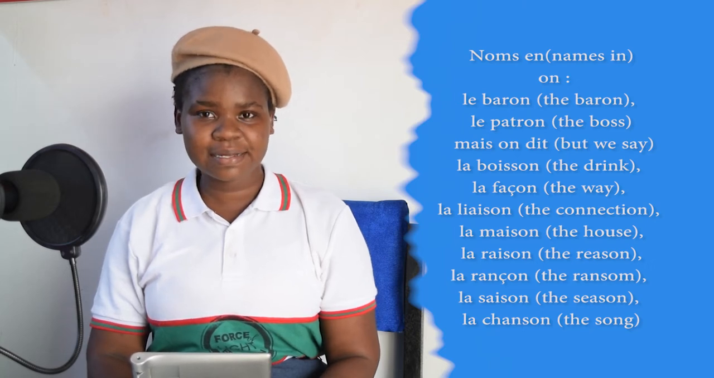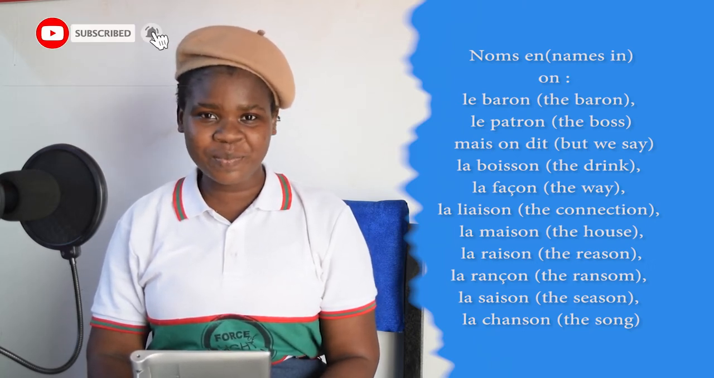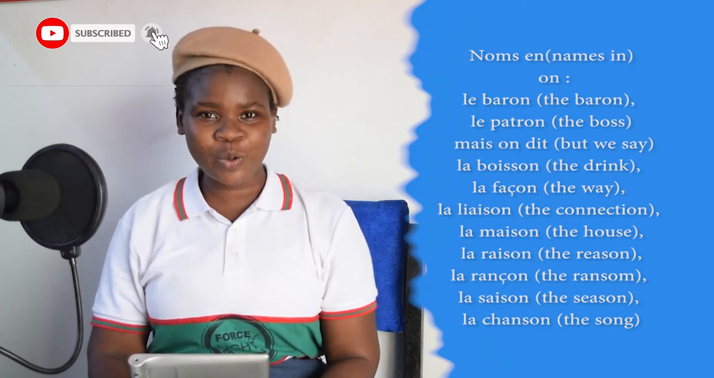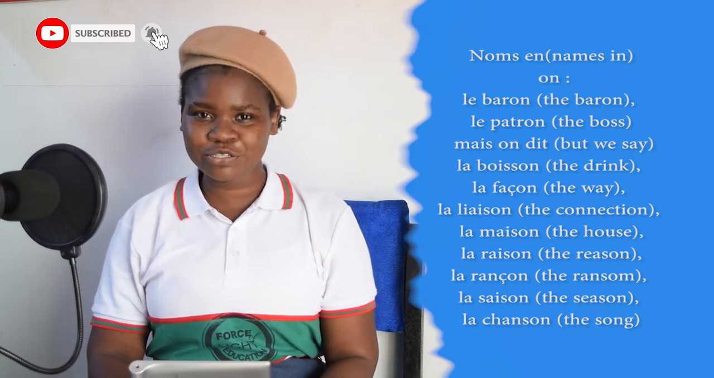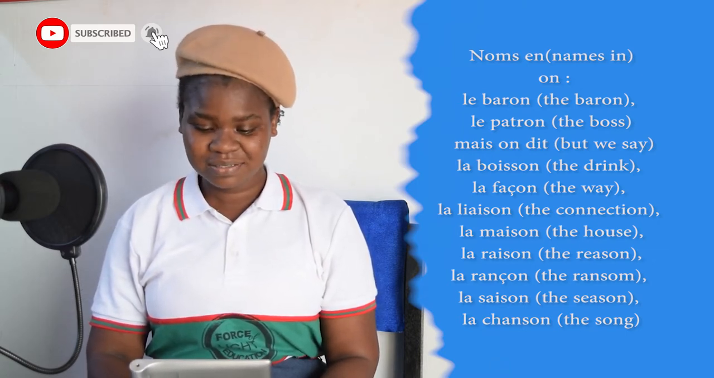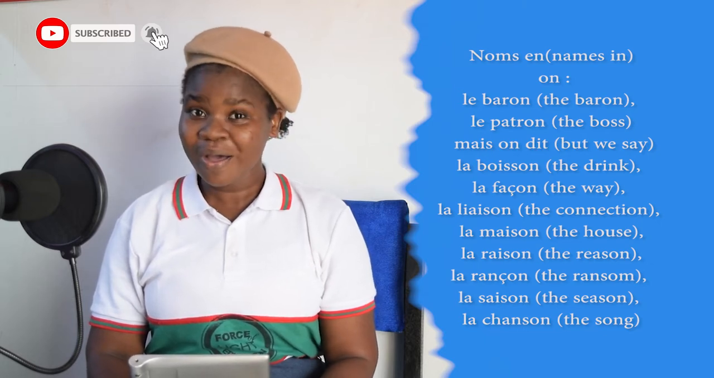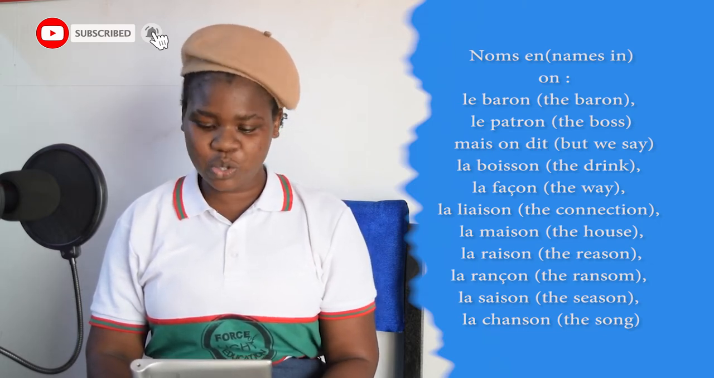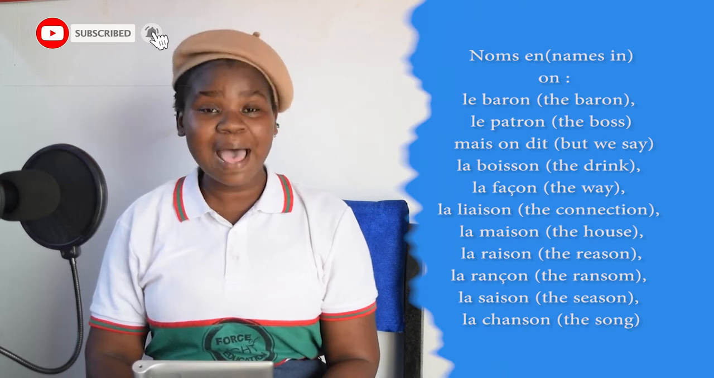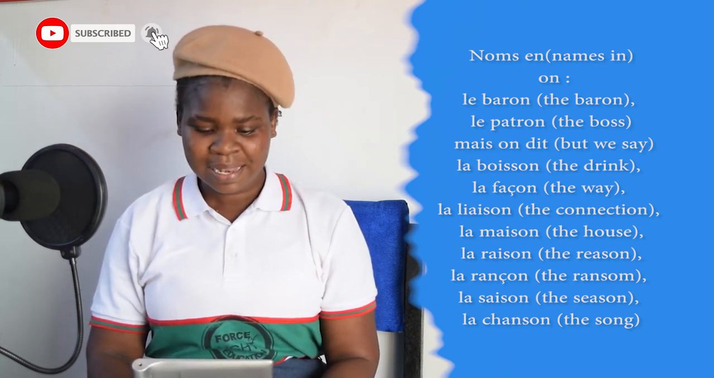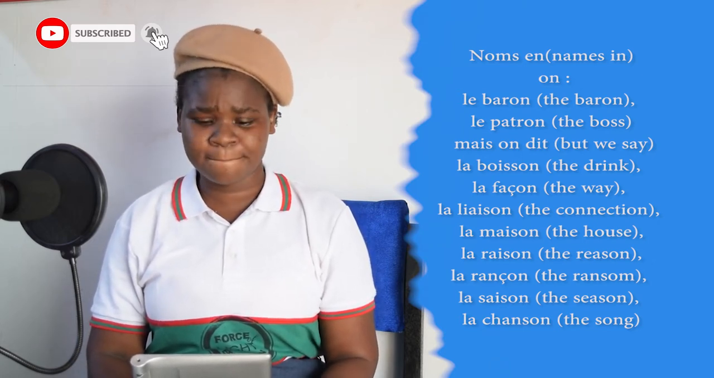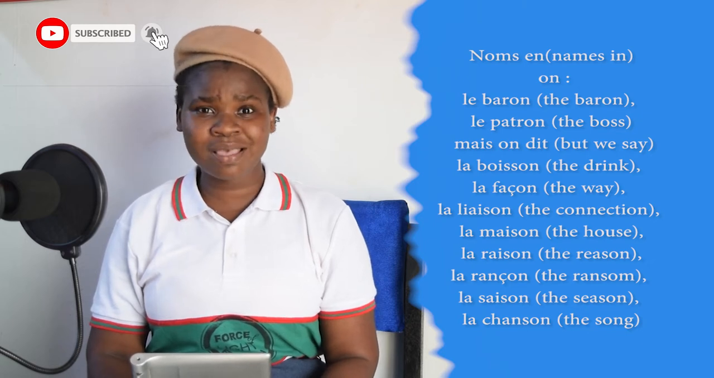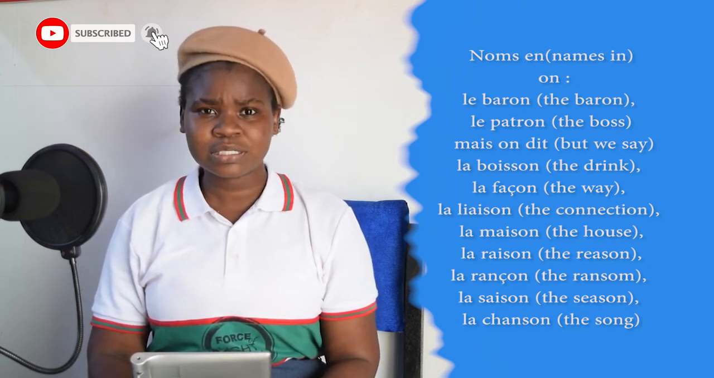Nom en ON, names in ON. Le baron, that's the baron in English. Le patron, that's the boss in English. Mais on dit la boisson, but we say the drink. La façon, the way. La liaison, the connection. La maison, the house. La raison, the reason. La rançon, the ransom. La saison, the season. La chanson, the song.